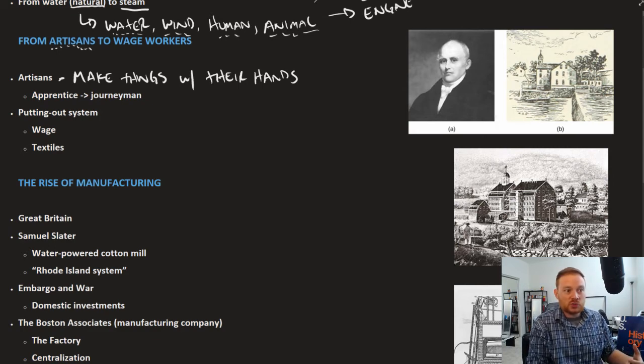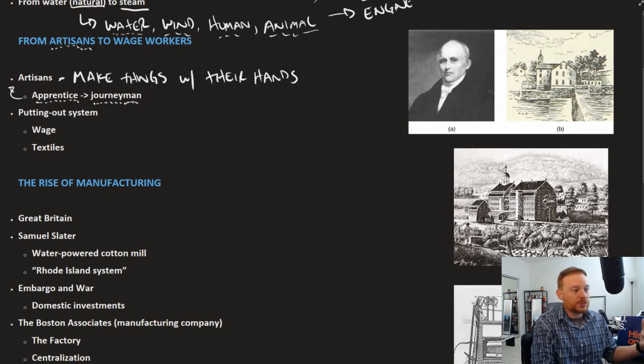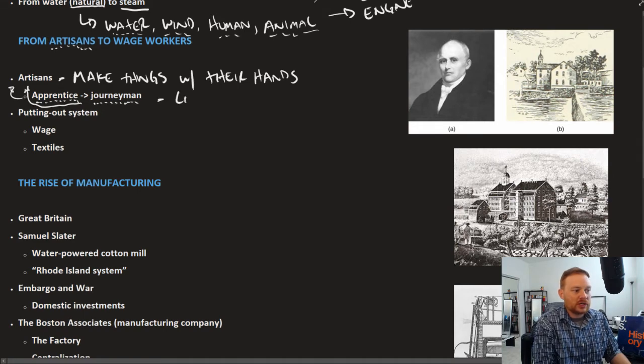This was a long and technical process. You had to know what you're doing. And so typically, an artisan would start off as an apprentice. That would be somebody who sticks around the artisan and learns on the job. When they were ready to become more independent, an apprentice became a journeyman. And then once you were an expert at your craft, you became an artisan. So it was this kind of lifelong learning process.